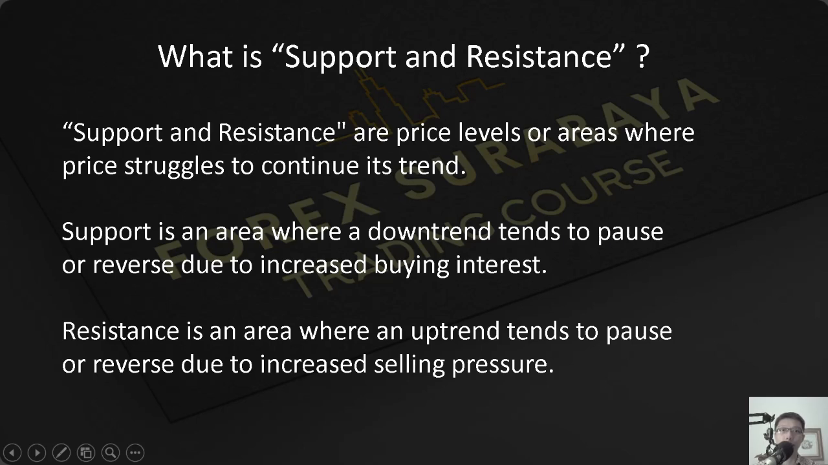What is support and resistance? Support and resistance are price levels or areas where price struggles to continue its trend. Support is an area where a downtrend tends to pause or reverse due to increased buying interest. Resistance is an area where an uptrend tends to pause or reverse due to increased selling pressure.